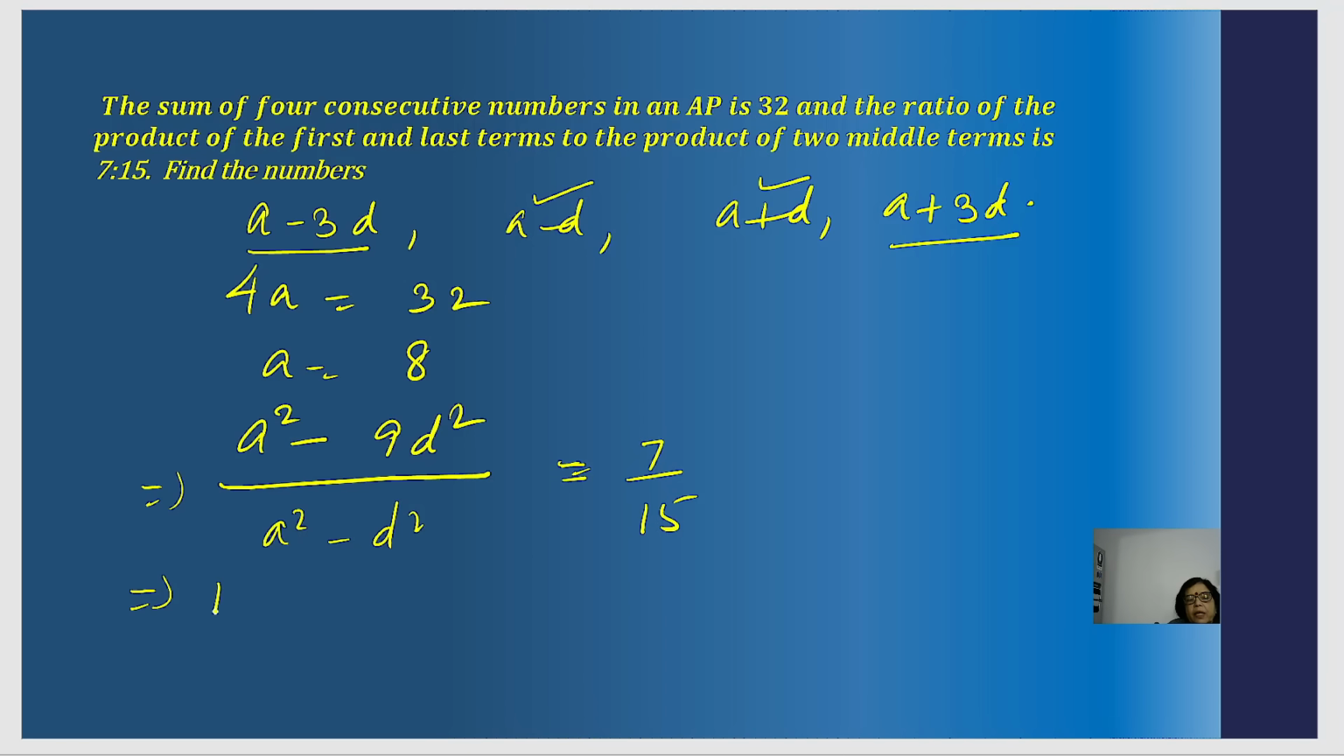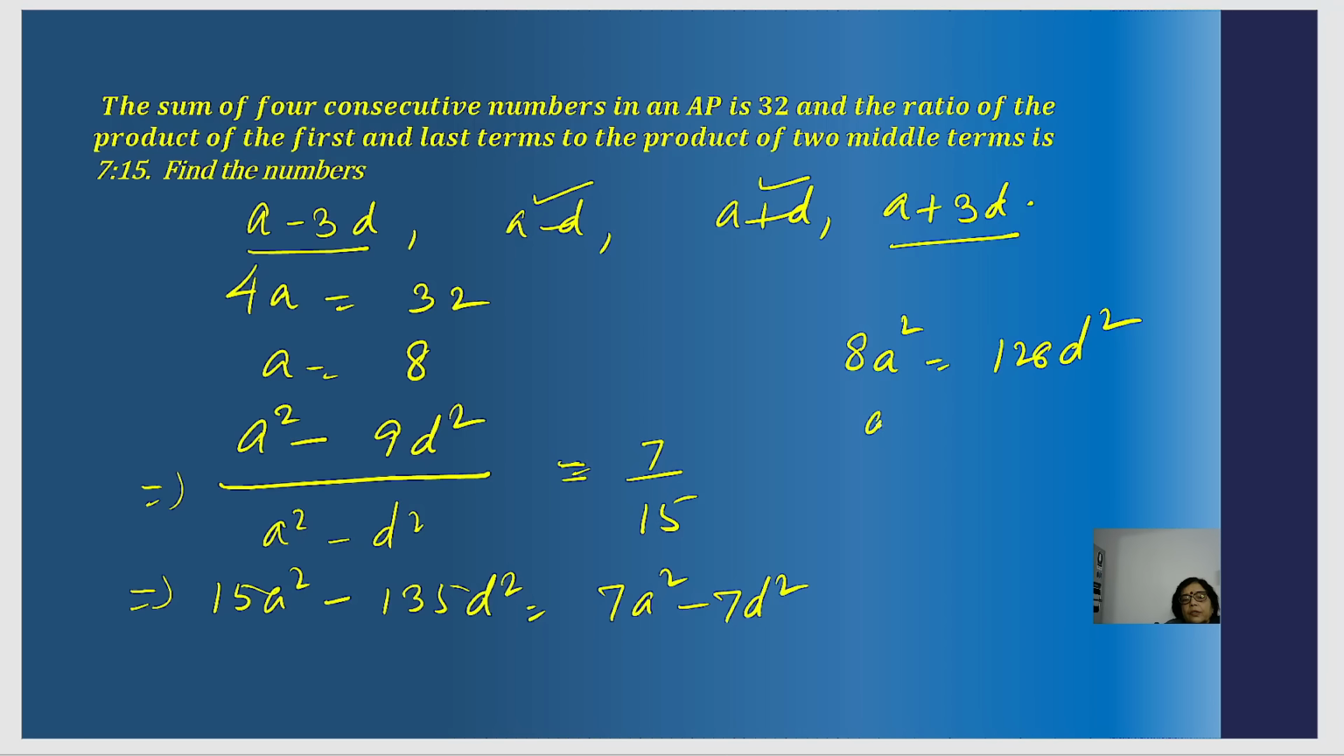On cross multiplication we get here 15a squared minus 135d squared is equal to 7a squared minus 7d squared. So this becomes 15a squared minus 7a squared. So that is going to give us 8a squared is equal to 128d squared. So a squared is equal to 128 by 8, that is 16. a squared is equal to 16d squared. So this is the relation between a and d.